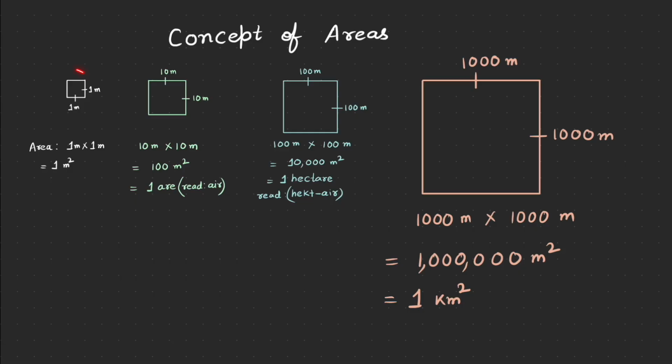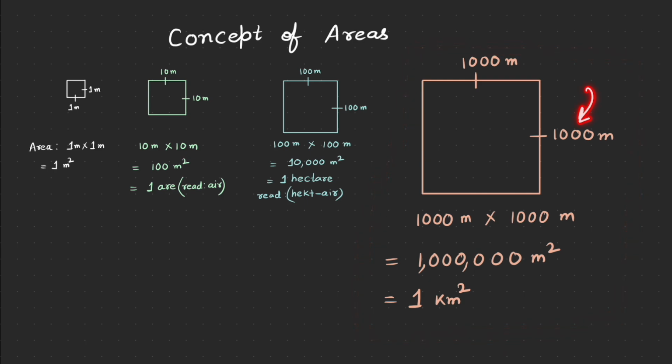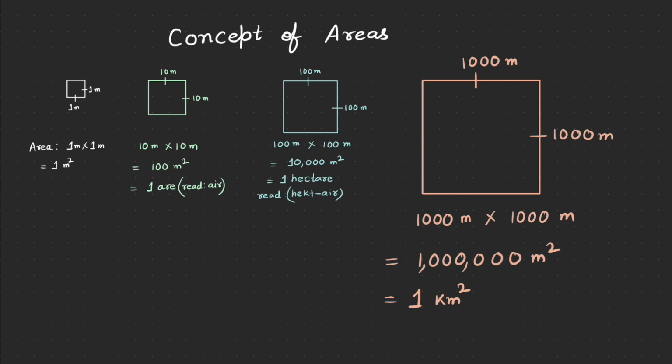So we have started our journey with 1 meter, then moved on to 10 meter, then moved on to 100 meter, and now we are talking about a square whose side length is 1000 meter. Now 1000 meter can also be termed as 1 kilometer, and if such a square exists and we need to find its area, then these side lengths are to be multiplied, which gives a million square meter. So a million square meter is exactly equal to 1 square kilometer. So starting from square meter and moving all the way up to square kilometer, this is a step-by-step journey.